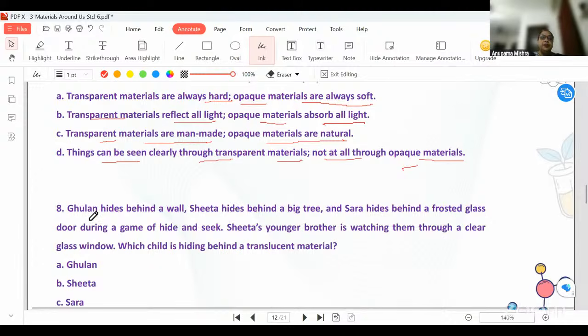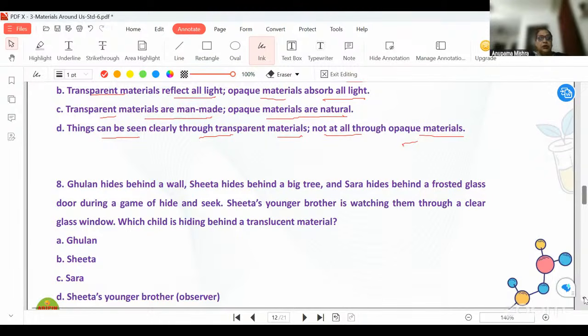Gulen hides behind a wall. So these cannot be visible. Let me do the D1. Okay. Gulen hides behind a wall. Shita hides behind a big tree. And Sarah hides behind a frosted glass.